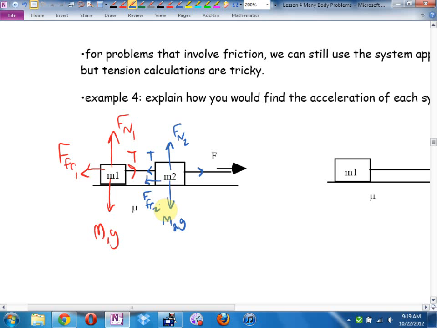The only way this thing is going to move... can anybody see? For this to move, what needs to be true? F applied has to be bigger than the friction. If it's not, you know what your acceleration is? 0, because it's not moving to the left. You may calculate the forces of friction that are bigger than F applied. Is it going to move to the left? No, remember we said friction is only as big as it needs to be.